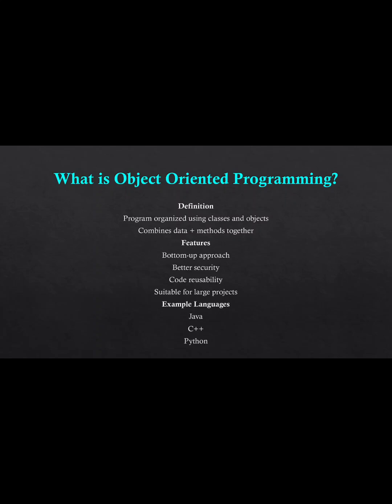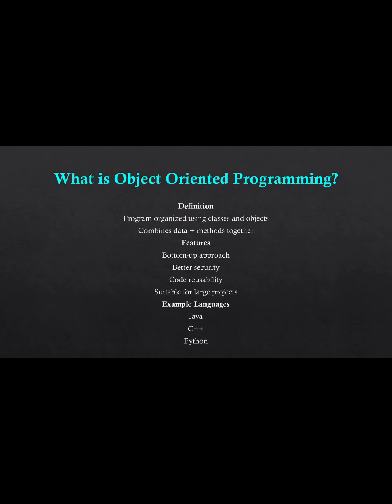As you can already see in the features, it follows a bottom up approach. Second is better security. Why better security? Because here the data and the methods are combined inside a class or object, and it is suitable for large projects. It also uses the concept of code reusability, which we'll understand later, when we learn that object oriented programming has four pillars: polymorphism, encapsulation, abstraction, inheritance. So these are the four pillars on the basis of which this object oriented programming style works.